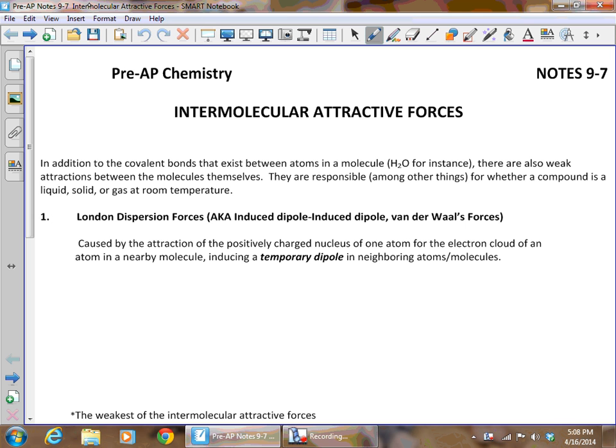Intermolecular attractive forces. When we are dealing with ionic compounds, they do not have intermolecular attractive forces. Remember, ionic compounds have a crystal lattice structure.